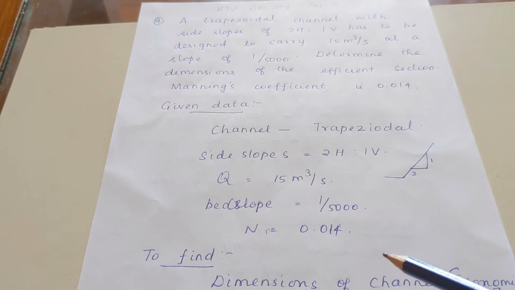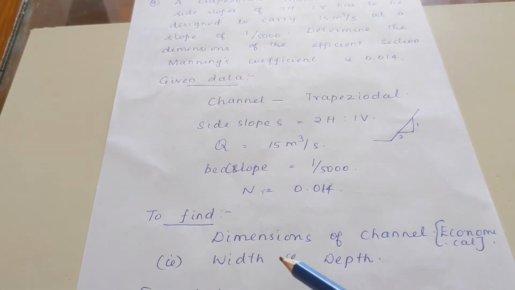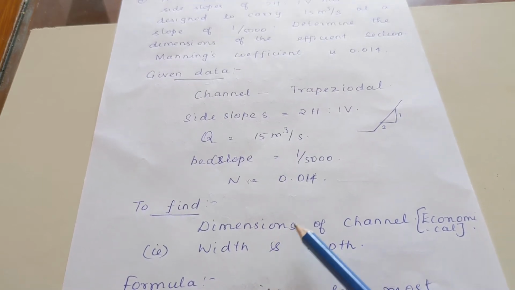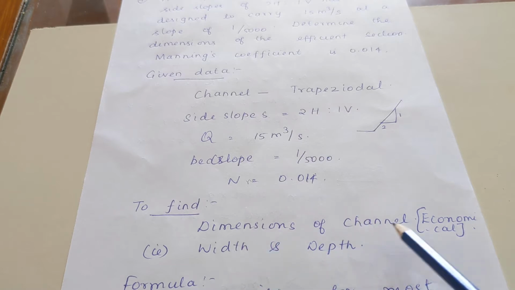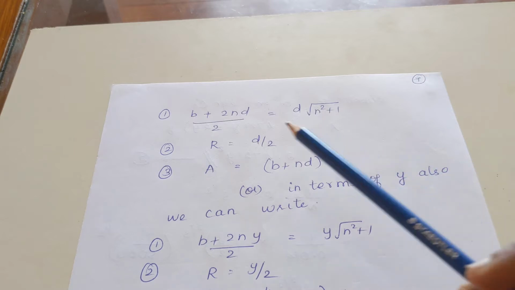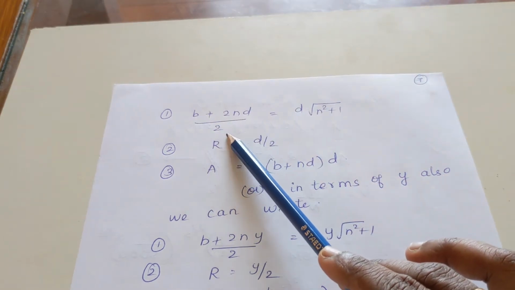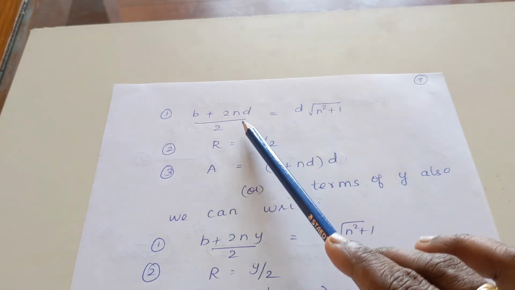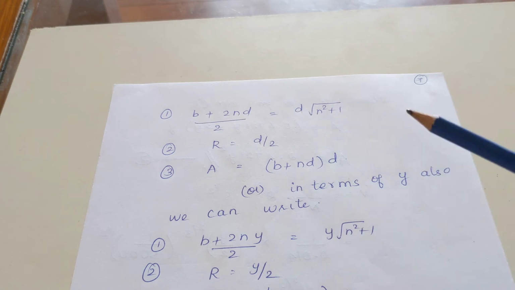What you have to find? You have to design the most efficient section, that is, you have to find the dimensions of the channel, that is, the width and depth of the channel. What is the condition for the most efficient, or most economical, trapezoidal channel? It is (b plus 2nd) divided by 2 is equal to d into root of n square plus 1. That is, half of the top width should be equal to the length of the side slope.